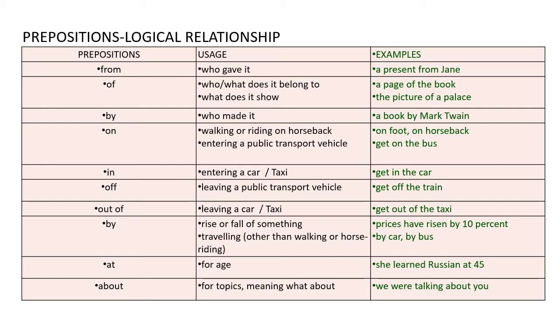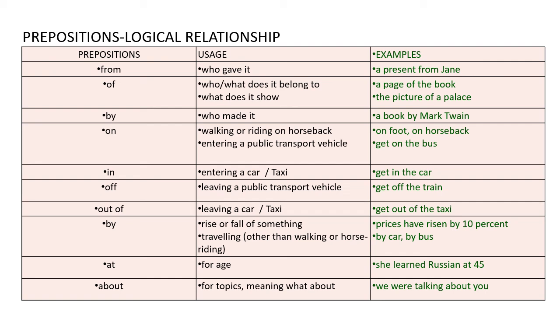Off. Off is used to indicate leaving a public transport vehicle, like get off the train or get off the bus. Out of. Out of is used to indicate leaving a car or taxi, like get out of the taxi. By. By is used to indicate a rise or fall of something, like prices have risen by 10%. By is also used to indicate traveling, like by car, by bus, by plane, etc.